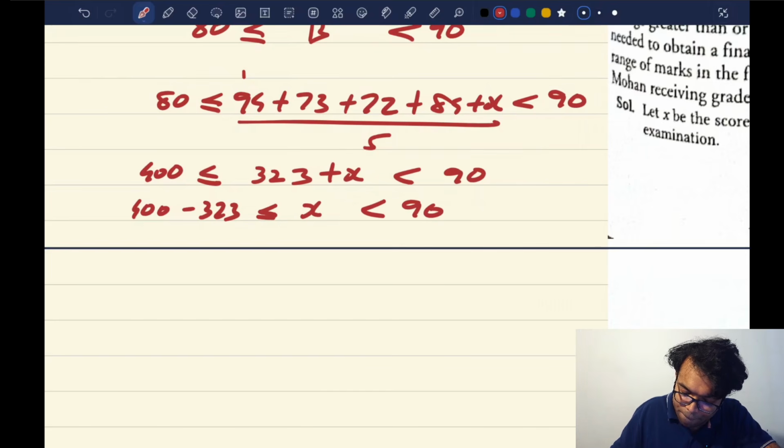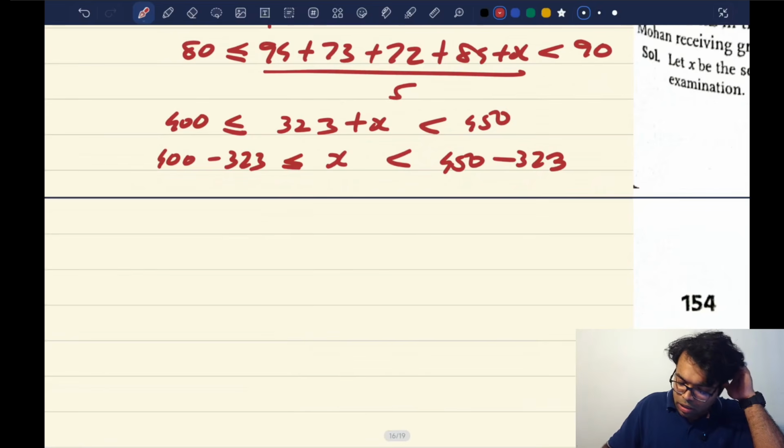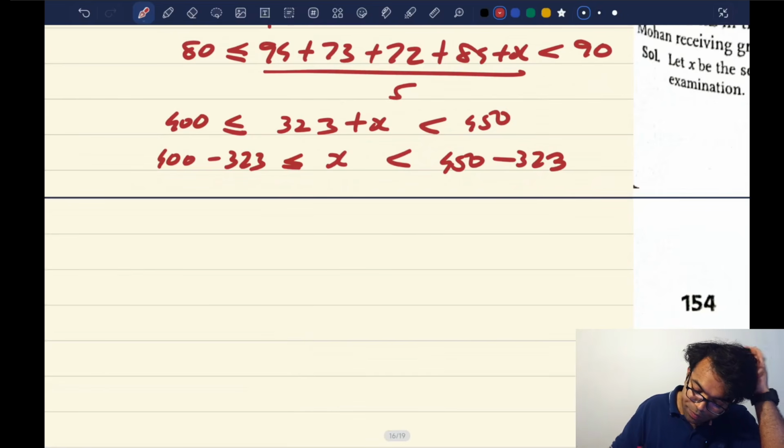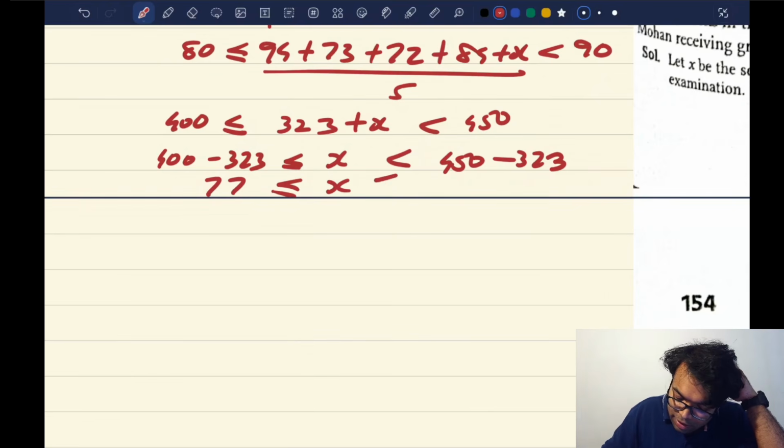400 minus 323 is less than or equal to x is less than 90. Oh sorry, 450, not 90, this will be 450. 450 minus 323. So 400 minus 323 is what? 77 is less than or equal to x is less than 127.